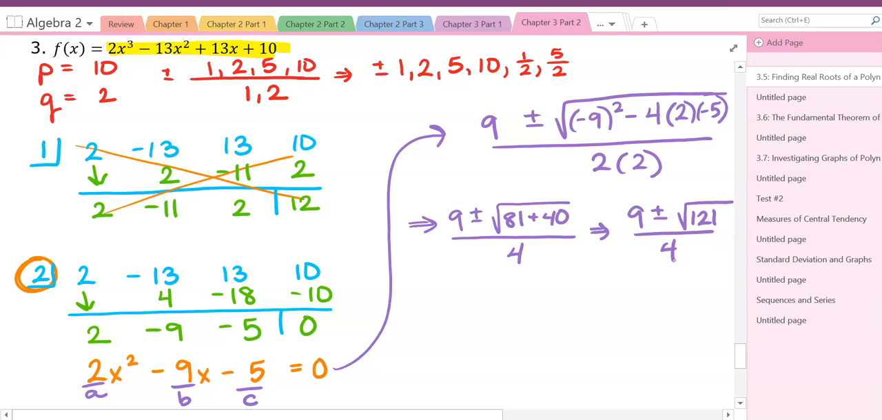Is that a perfect square number? Yeah, what's the square root of 121? 11. So we're going to have 9 plus or minus 11 over 4. Remember, you have to do both of them. You have to take 9 plus 11 and divide by 4, and then 9 minus 11 and divide by 4.